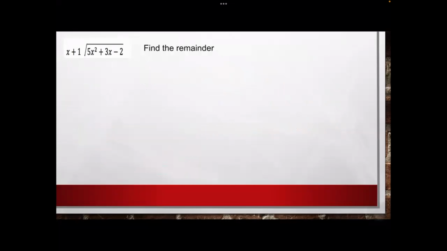Let's find the answer in this given. So we have 5x squared plus 3x minus 2 divided by x plus 1. Find the remainder. So in this case, magkakaroon na the value of your x is equal to negative 1. Tapos we will have 5x squared plus 3x minus 2. So this is the function of x. Then papalitan mo yung x, negative 1 squared plus 3 times negative 1 minus 2. Then, your answer will be what?